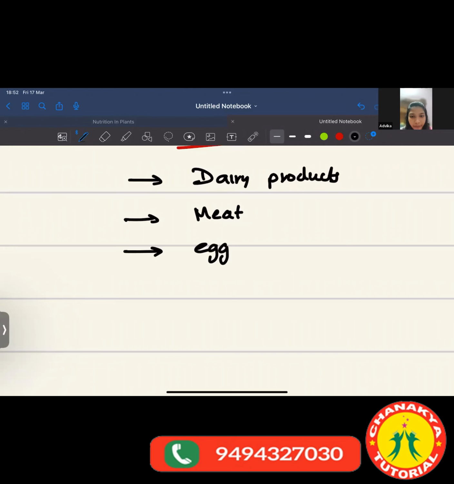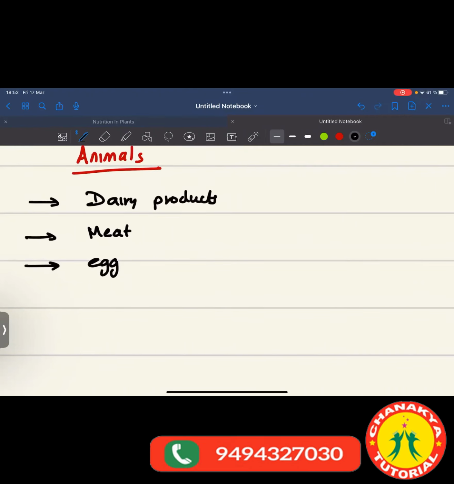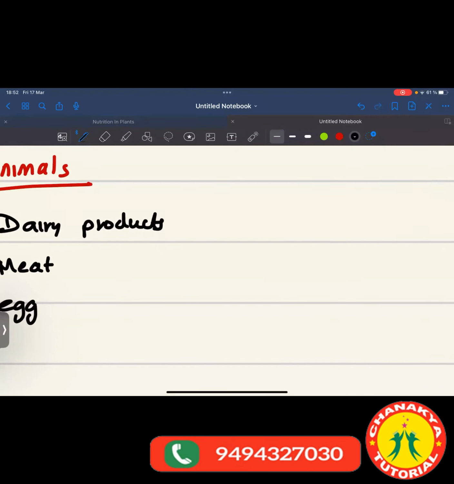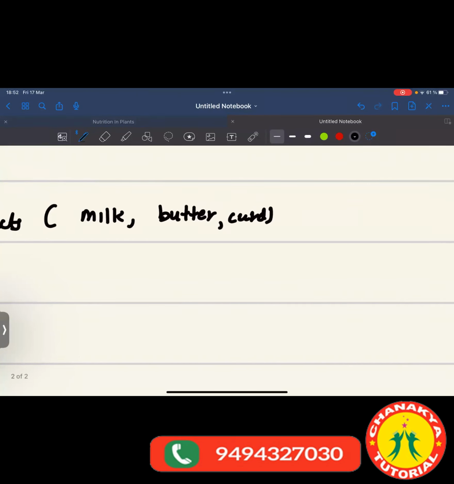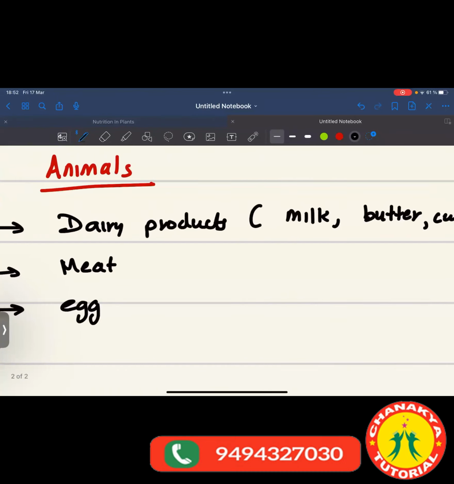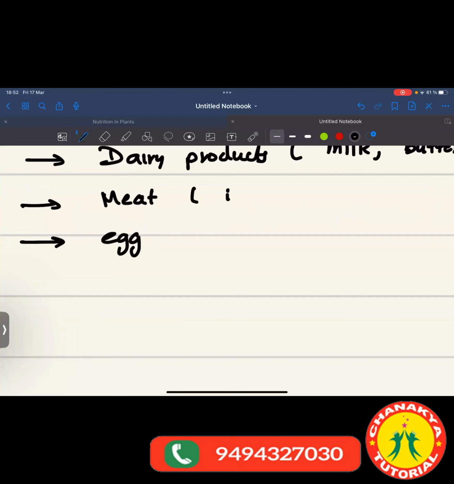Yes, ma'am. Okay. So what are the dairy products that we get? We get milk, which is again converted into butter, we get curd. So these are the dairy products, right? Cheese and many more. What about meat? You have chicken, mutton, and everything. Egg we get from the birds.